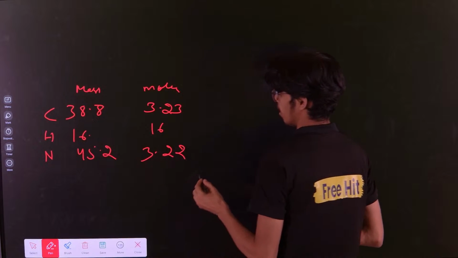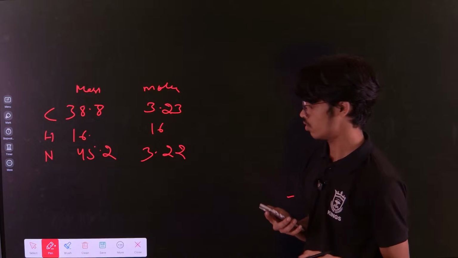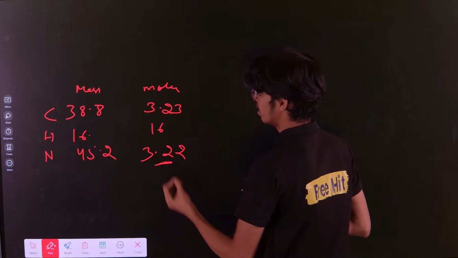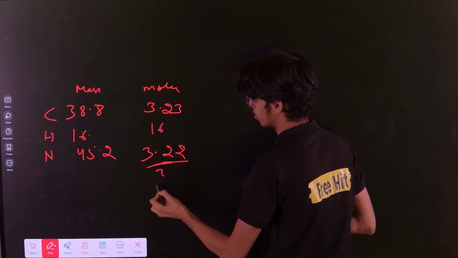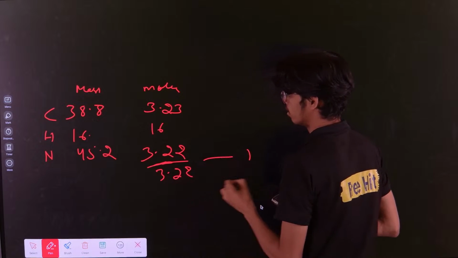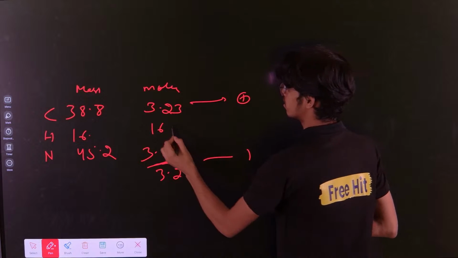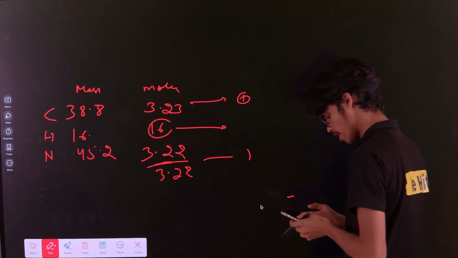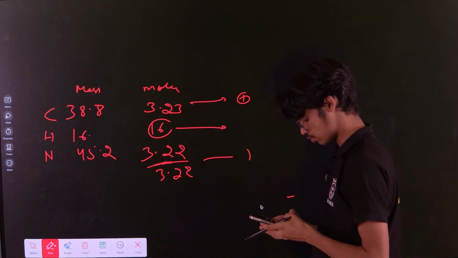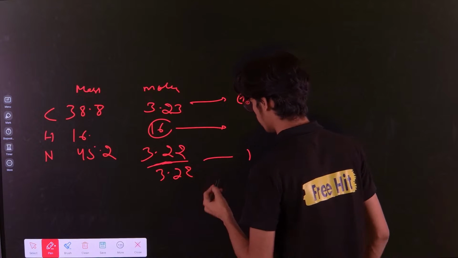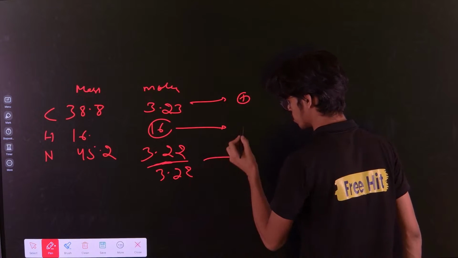And see, you have to divide with the smallest value. This is the smallest value, right? 3.22. If you divide 3.22 with 3.22, what do you get? 1. If you divide 3.23 with 3.22, again you will get nearly 1. 16 divided by 3.22, what is the value? It is nearly 4.96, which is nearly 5.